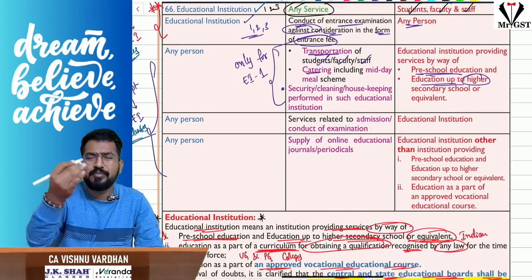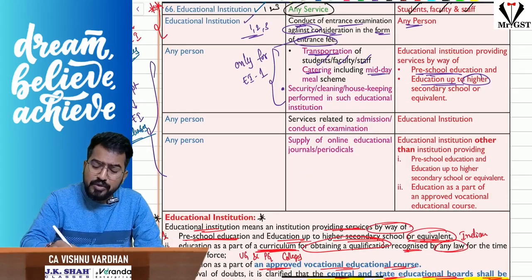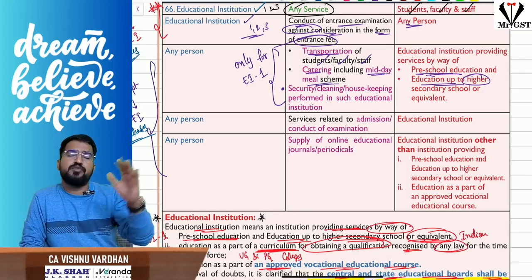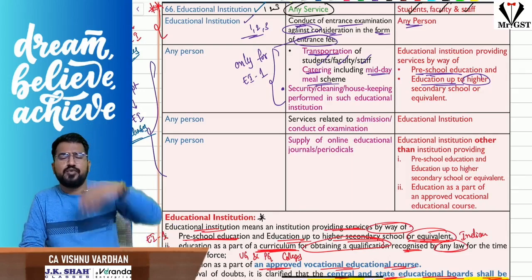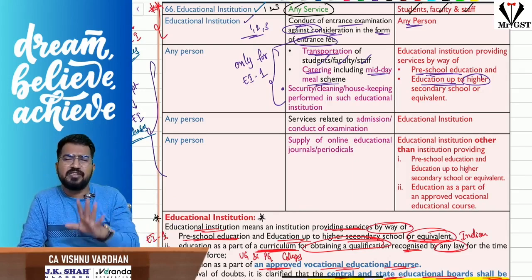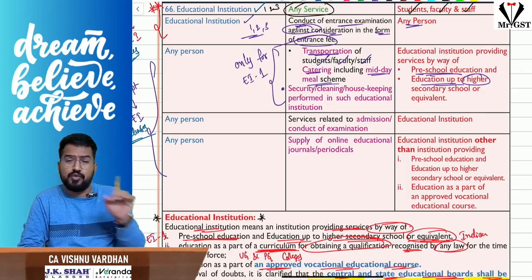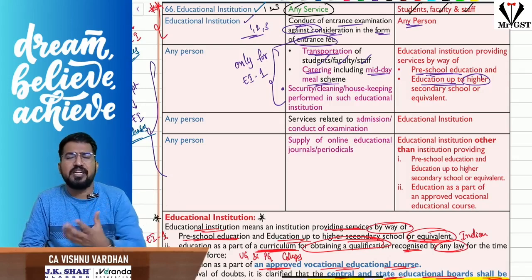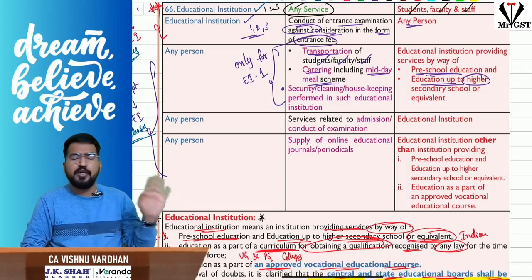Anybody providing catering services, including midday meal scheme. That is not only the midday meal scheme program, but including midday meal. So, for example, we have a school. Sir, in our school, we provide the students breakfast, lunch, everything. Students should not bring anything to the school, only books. Okay, we will take care of them. We will provide breakfast, lunch, snacks, everything. We will take care. You relax, parents.